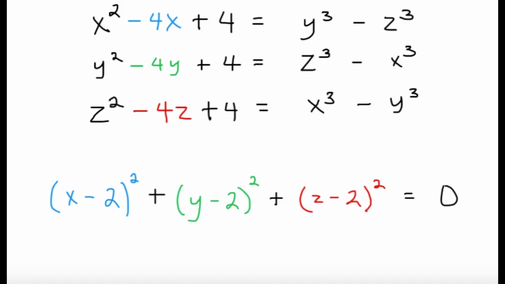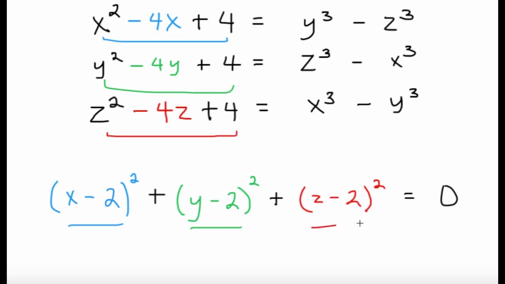Now what you notice on the left side of each equation is that all of them are perfect squares. So this is simply x minus 2 quantity squared, this is simply y minus 2 quantity squared, and this is simply z minus 2 quantity squared. So if I add the left hand side of all the equations, that's going to be equal to 0, which is the sum of the right hand side of the equations.